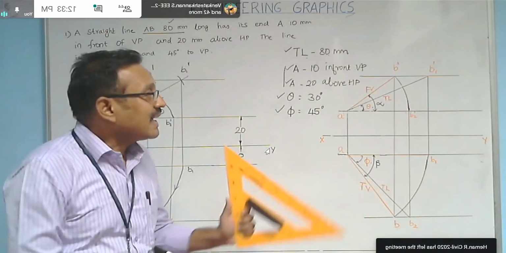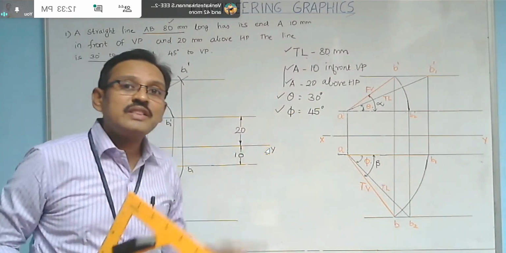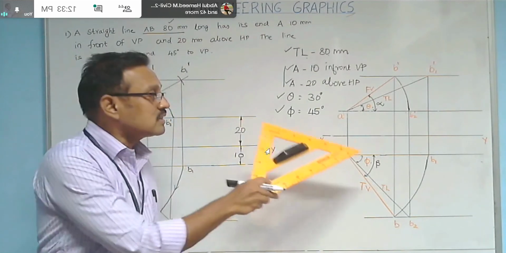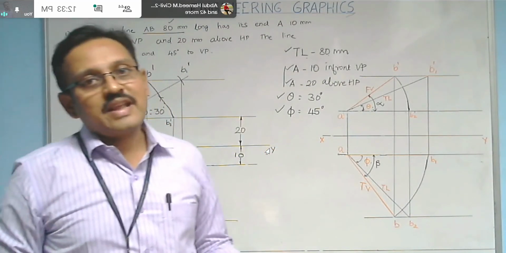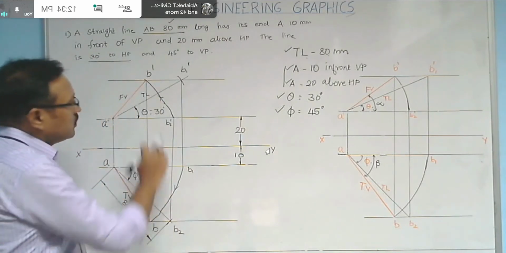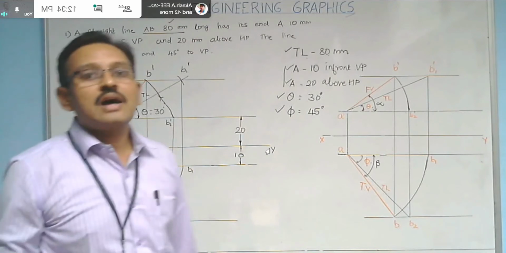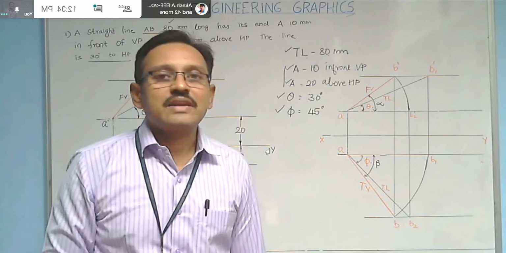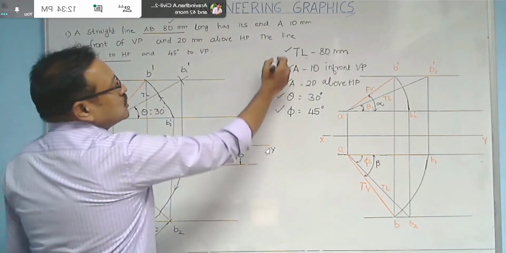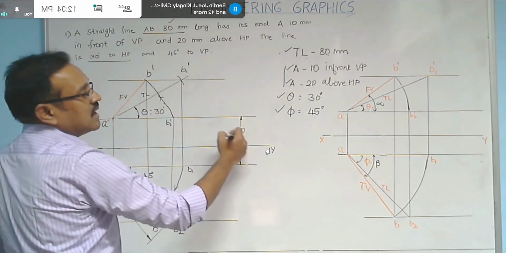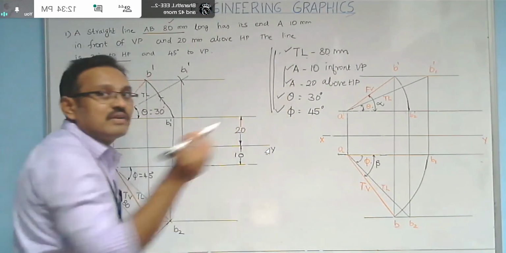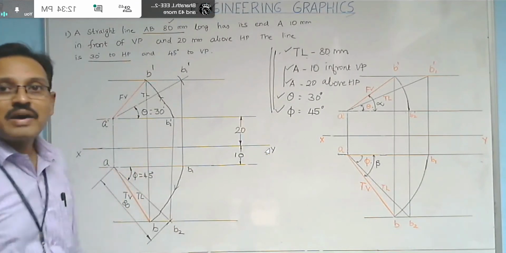Alpha is the angle of the front view with the XY reference line and beta is the angle of the top view with respect to the XY reference line. Okay, right. So if it is asked in the problem, you can mark alpha and beta. If it is not a given data, you can skip that. Now you have marked theta, phi, true length. Then A is 20 above HP and 10 in front of VP. So all the given data I have represented in my problem.